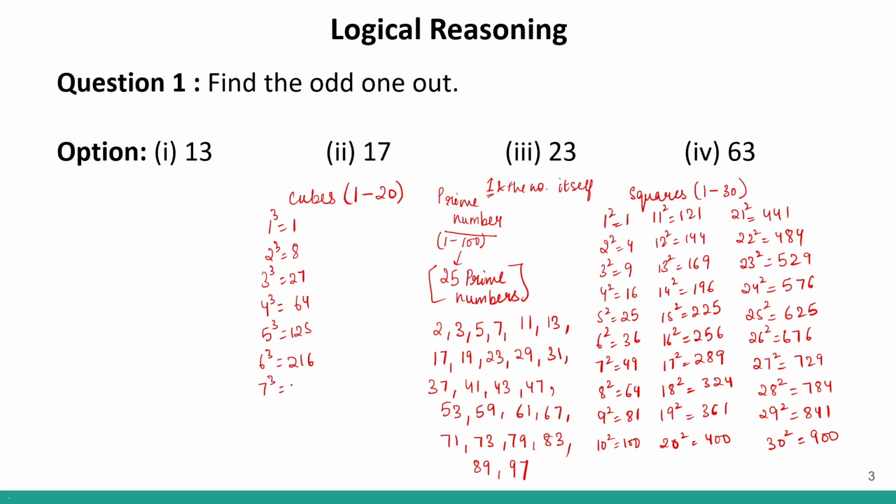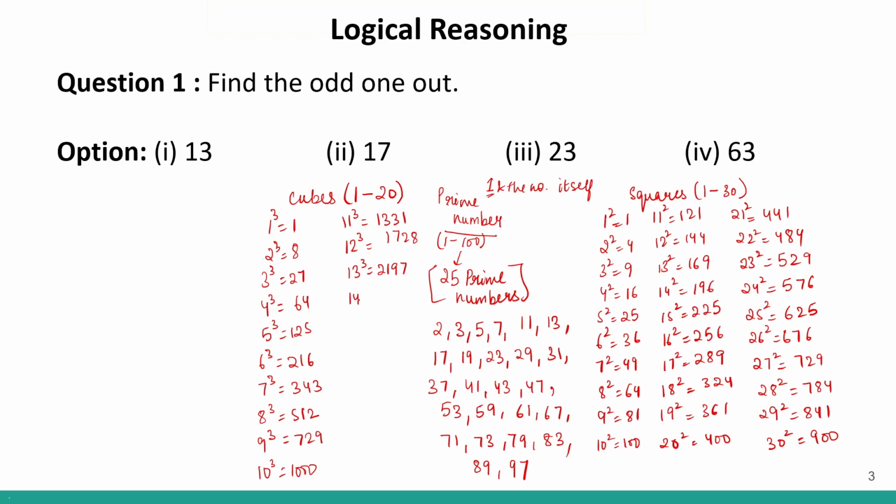7 cube is 343. 8 cube is 512. 9 cube is 729. And 10 cube is 1000. Okay. Then 11 cube is 1331. I have told you a shortcut of multiplying any number by 11 also. So 12 cube is how much? 12 cube is 1728.